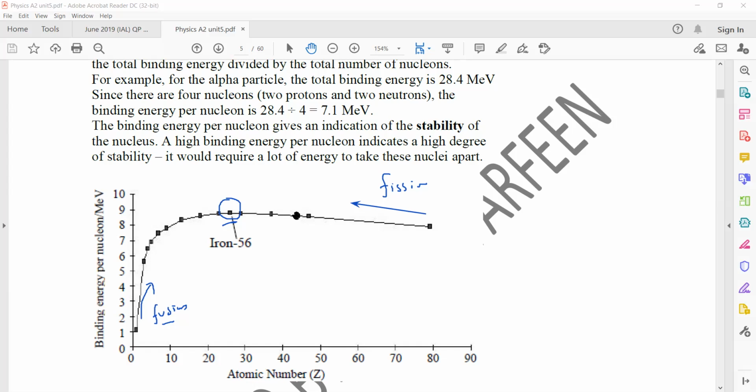So the characteristic of this graph also explains the reason why the lighter nuclei undergo nuclear fusion and the heavy nuclei undergo nuclear fission. Because a heavy nucleus has to reduce its atomic number. How can it reduce the atomic number? By breaking down into smaller ones. For lighter ones, they have to increase the atomic number. So how can they increase the atomic number? By fusing together and resulting in the formation of a heavy nucleus.